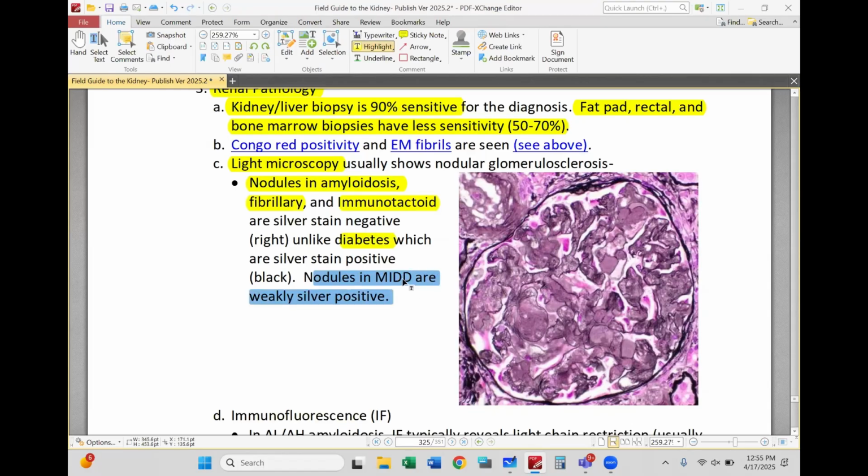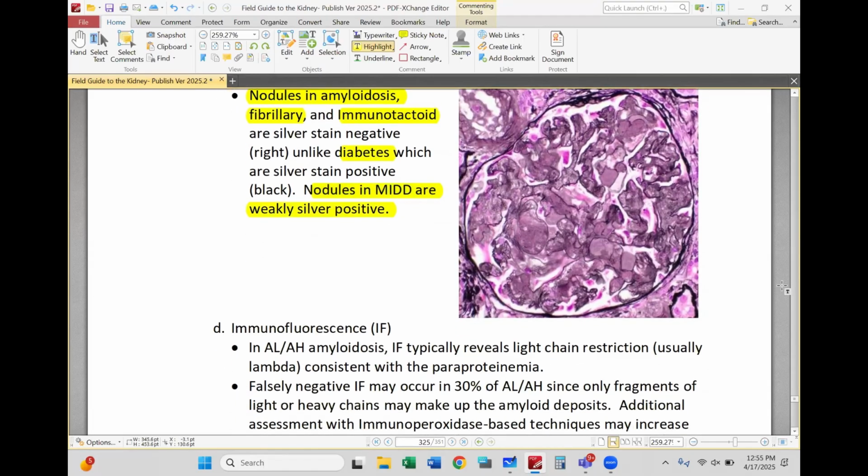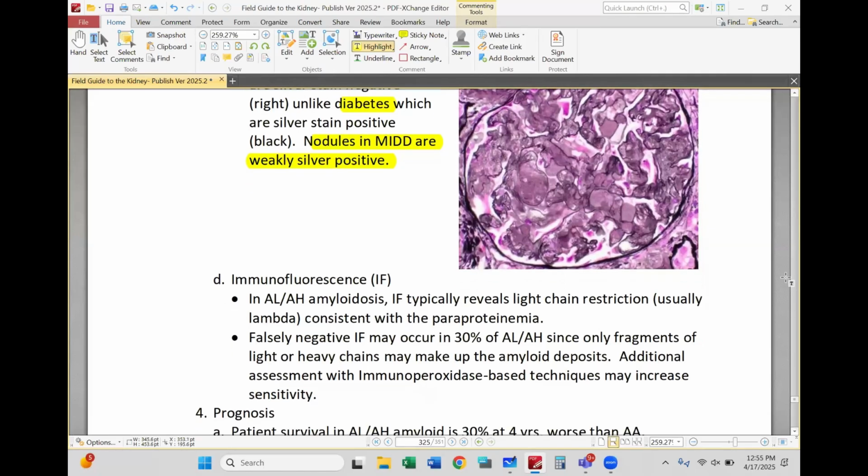There's some controversy over whether MIDD nodules are silver positive or negative. I've sort of bridged that controversy by just saying that the nodules in MIDD are thought to be weakly silver positive. Okay.